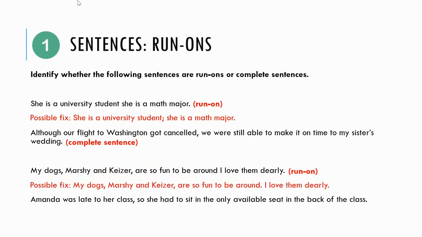The third example is also considered a run-on sentence. One possible fix is, my dogs, Marshy and Kaiser, are so fun to be around. Period. I love them dearly. Notice how the 2 improperly joined independent clauses were joined by a period. Note that this was only one of the many ways to fix this error. The final example is a complete sentence because it contains 2 properly joined independent clauses.